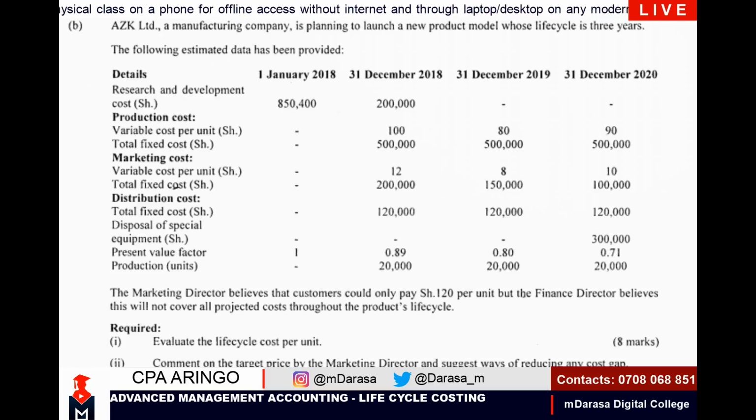So this is what you are told in this question: AZK, a manufacturing company, is planning to launch a new product model whose life cycle is 3 years. The following estimated data has been provided. I'm having details for research and development, January 18, 31st December 18, 31st December 19, 31st December 20. I'm given research and development, production cost, marketing cost, distribution cost, disposal of special equipment. Then I'm given the present value factors, 0.89, 0.80, and 0.71.